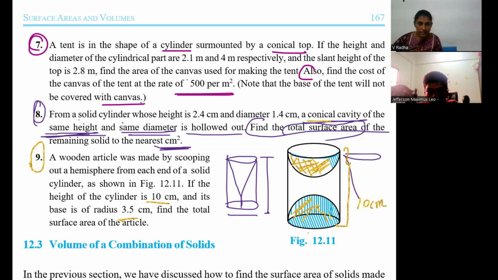The height is 10 centimeters and the radius is 3.5, from this to that, yes, it is 3.5. Our question is the total surface area of the article. Please tell how to find the total surface area. Here also, what portions are visible for us? That is the total surface area.